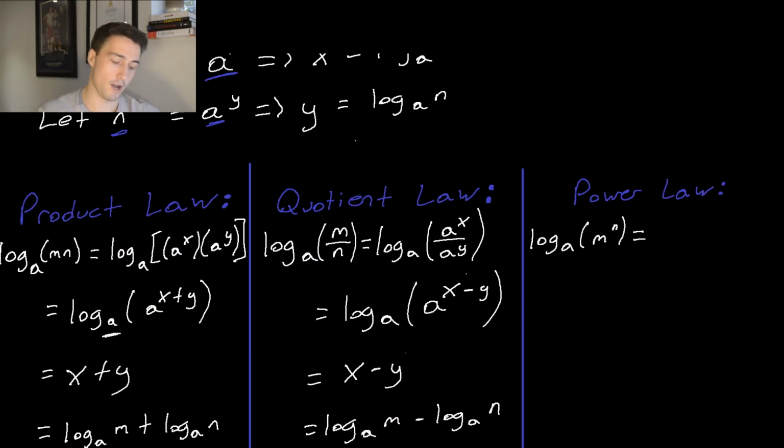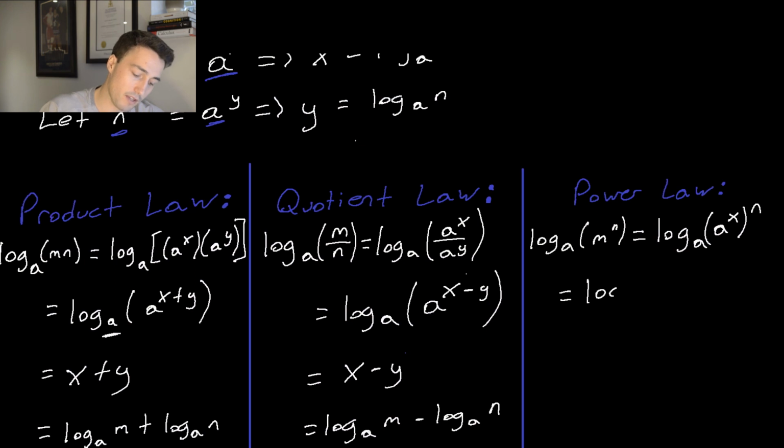So now for the power law, we have log of m to the power of n of base a. So what I'm going to do is sub in our m value. So this is going to turn into log, base a, of a to the x, because that's our m value, and then that is to the power of n. Now I can use our power law for exponents, where we multiply this n and x together. So now this expression turns into this, where n and x are on top here.